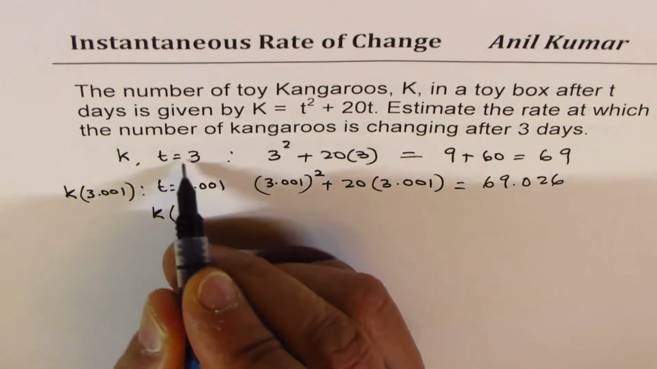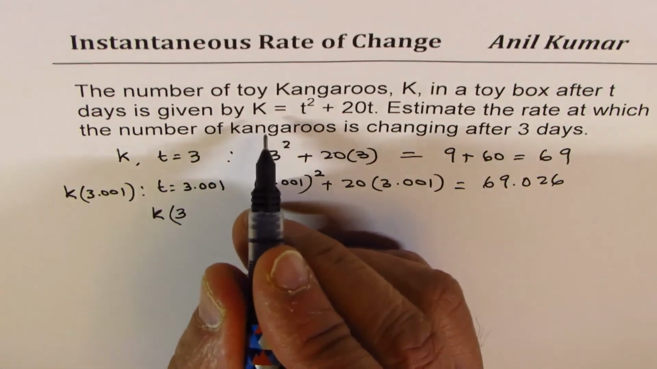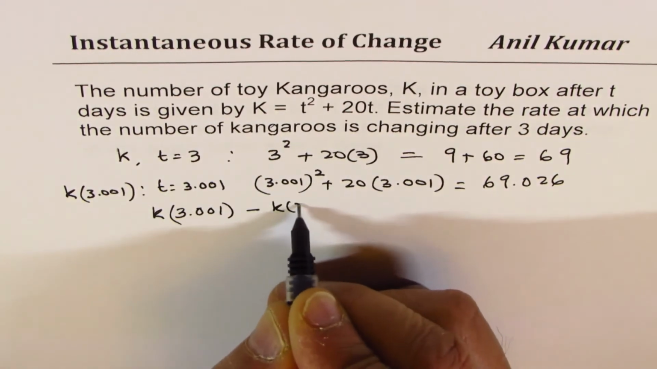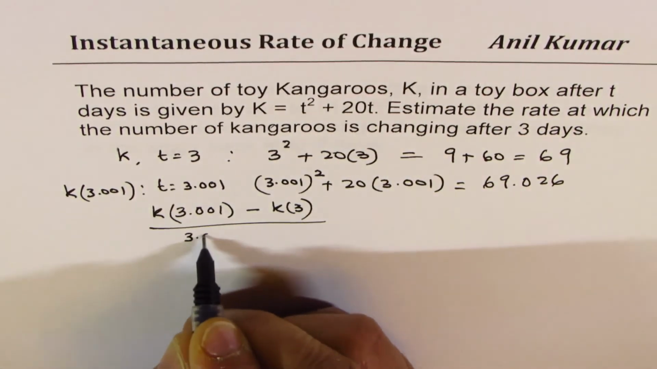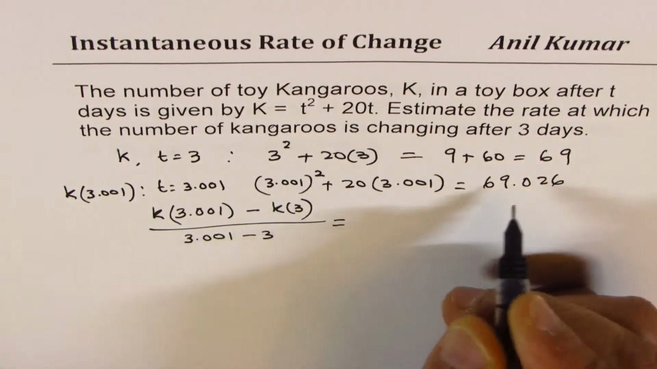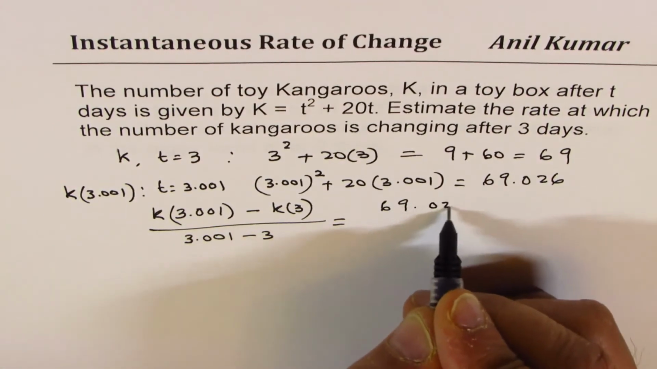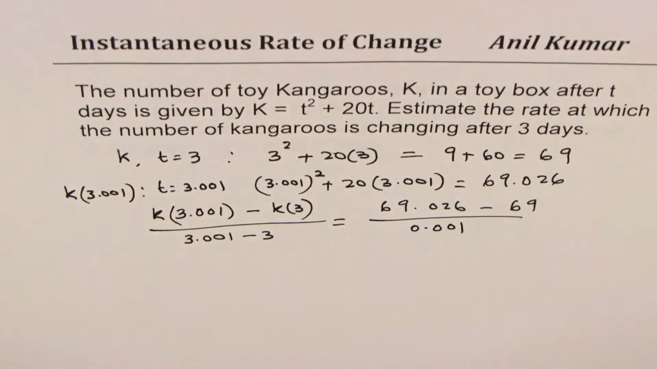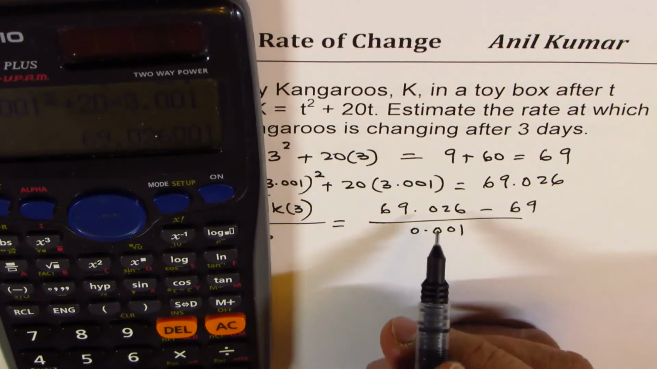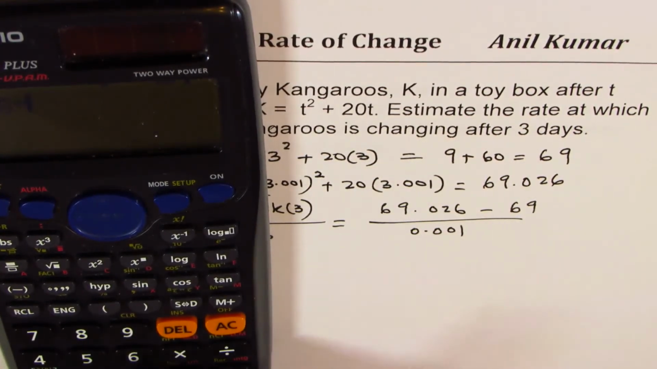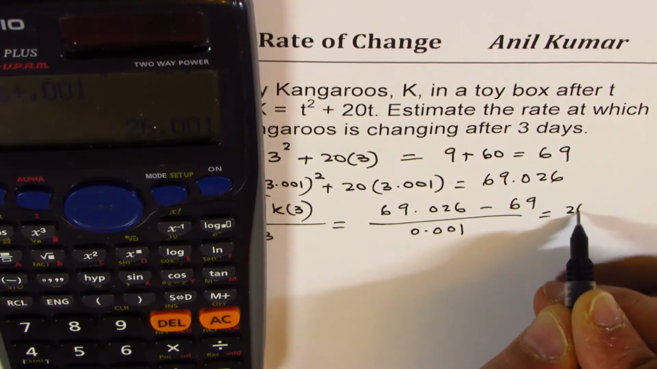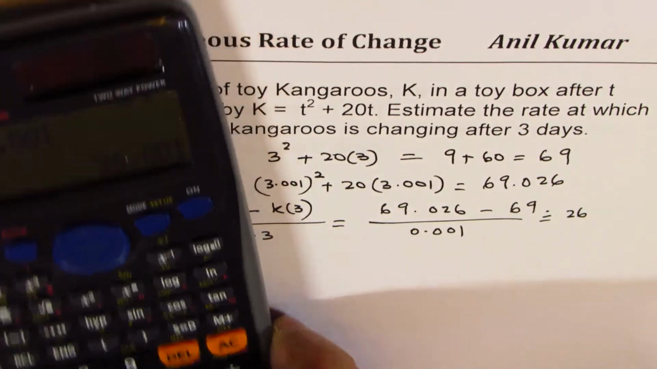Now to estimate the rate at which the number is changing, we'll find the difference of values between these 2 points, that is the number of toy kangaroos at 3.001 minus K of 3, divided by 3.001 minus 3. That gives you 69.026 take away 69, divided by 0.001. Let's calculate. What do we get? In decimals, we get 26 point something, rounded to 26.